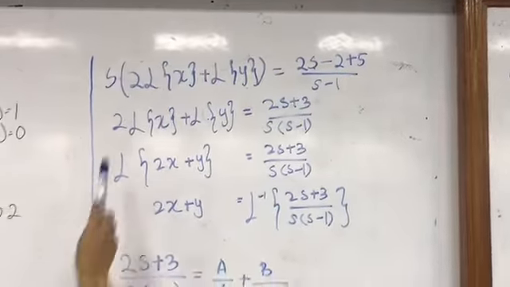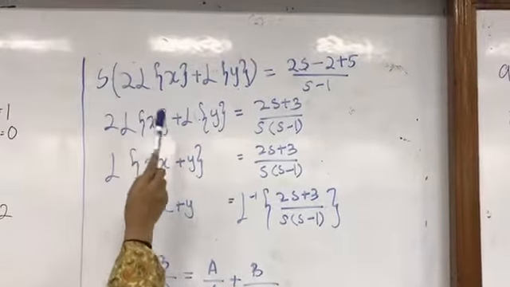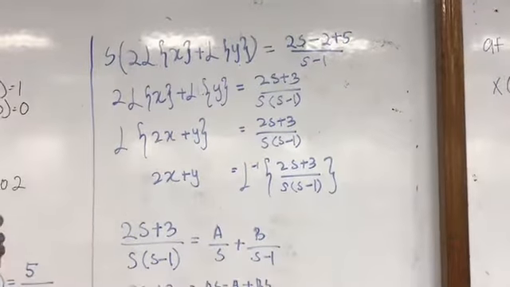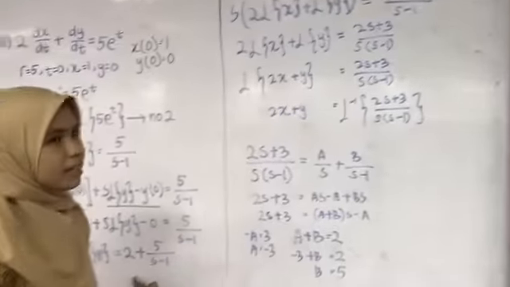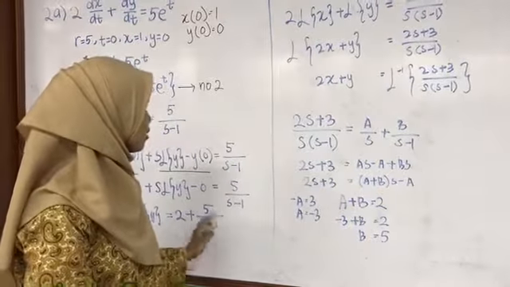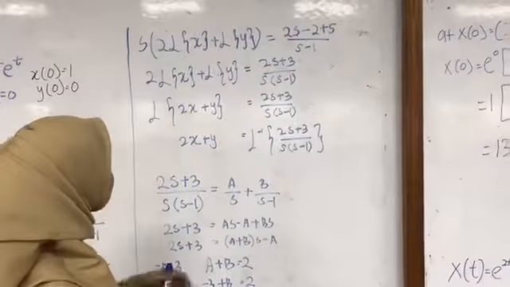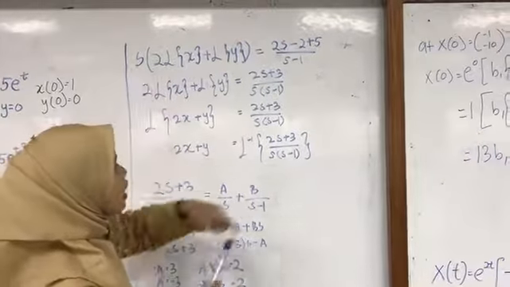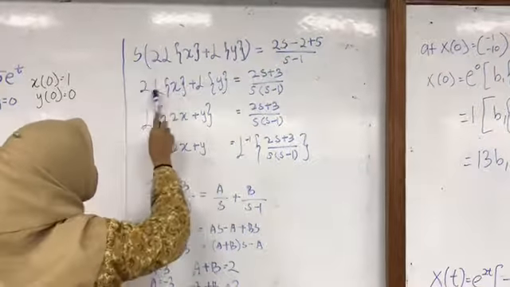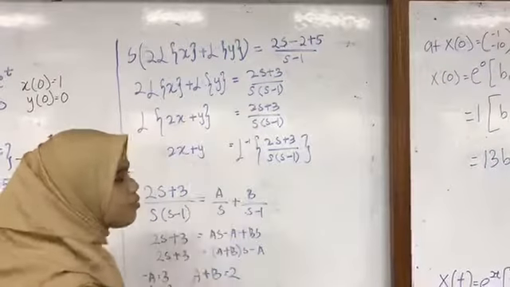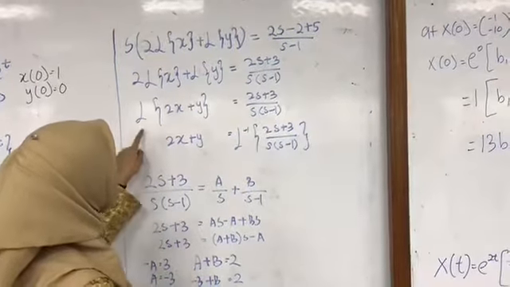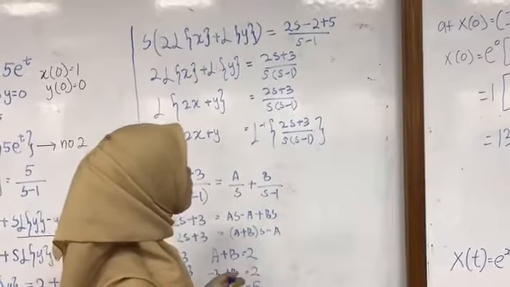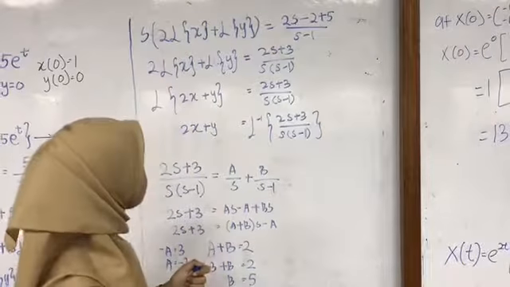So we factor out s to get s(L{x} plus L{y}) equals 2 plus 5 over s minus 1. We just expand these two, and then we bring this s to the right side. When we bring it to the right side, it becomes divide. So the Laplace transformation of 2x plus y is equal to (2s plus 3) over s(s minus 1).